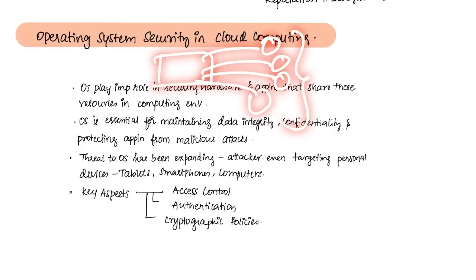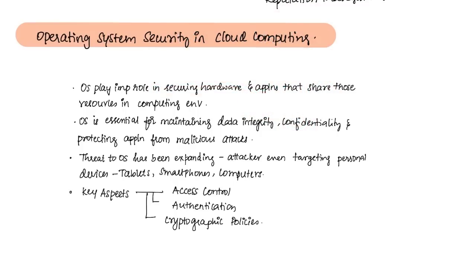So there are chances of some user misusing the content or the data which is present here. So in cloud computing, operating system is very essential for maintaining the data integrity, confidentiality, and protecting the applications from any malicious attacks happening. So the threat to operating system has been expanding, because as and when the technology is growing, there have been sophisticated attacks happening. So attacks even targeting the personal devices like tablets, Samsungs, and computers are also there in the market these days.